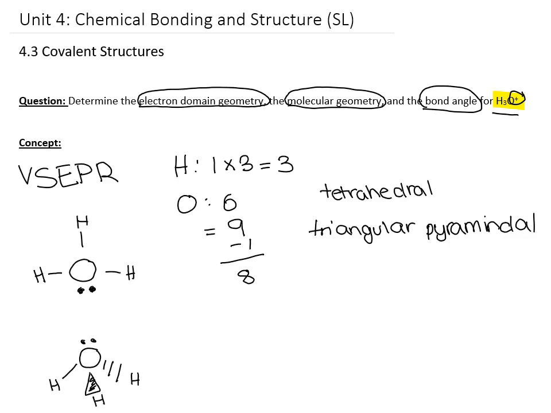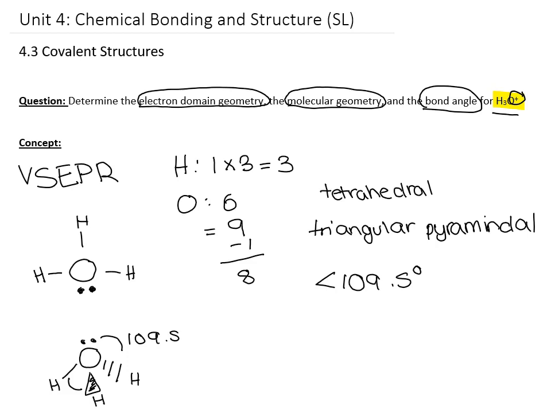In a tetrahedral, the angle between each atom is 109.5 degrees. However, the lone pair of electrons has a greater repulsion than the atoms, forcing all the atoms to be pushed down, making the angle even smaller. In the IB, you can say that the angle between the bonds is less than 109.5.